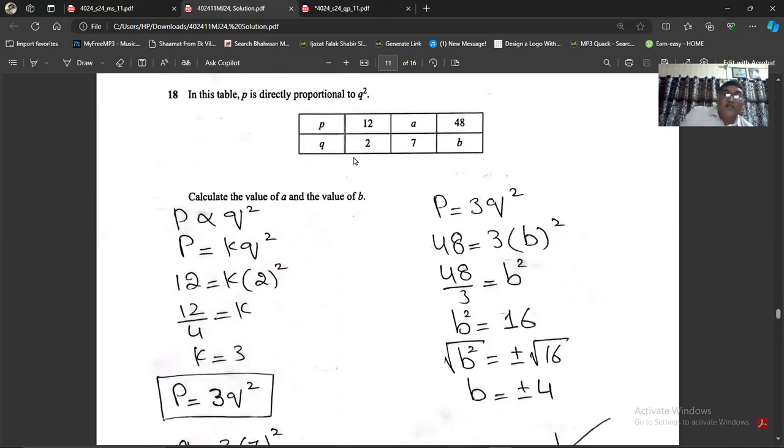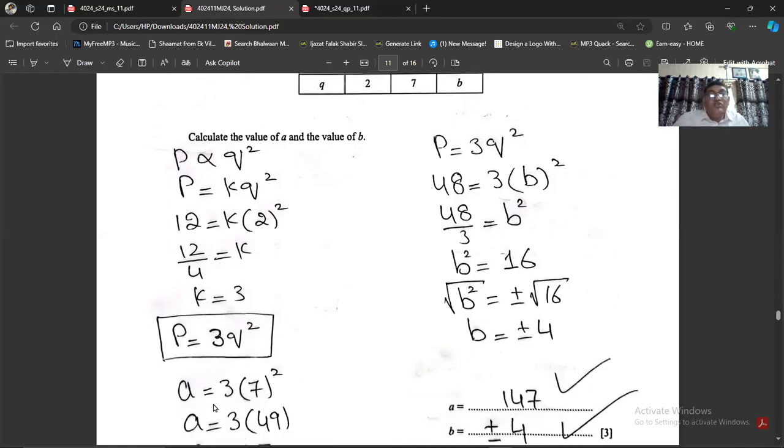So I will use this value. In the place of P, I will put 12. In the place of Q, I will put 2. So 12 is equal to K into 2 squared. So 12 divided by 4 equals K. K is equal to 3. So the formula will become P is equal to 3Q squared.